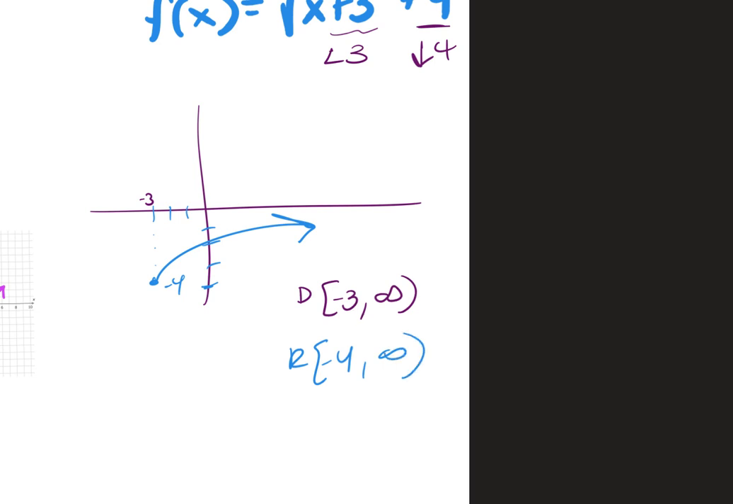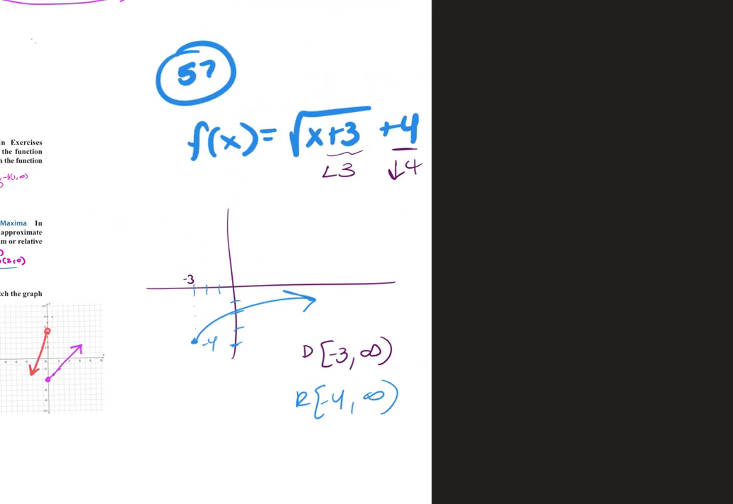And then when you're checking it algebraically, it means follow the rules of your domain. So there's a variable under the square root. What's there has to be greater than or equal to 0. So x would have to be greater than or equal to negative 3, which matches your domain.